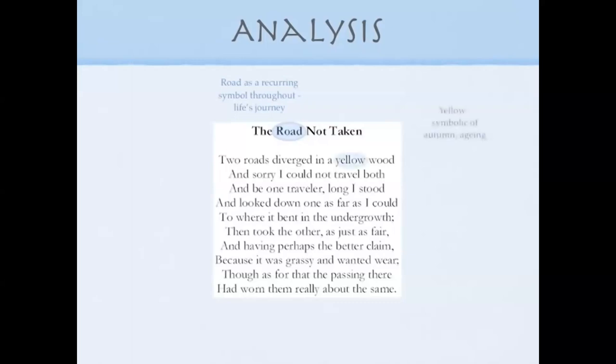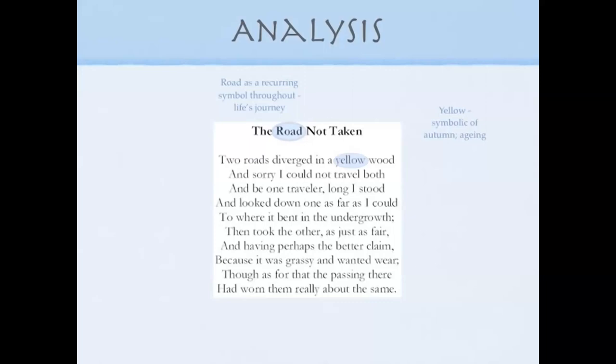The second thing, it says that two roads diverged in a yellow wood. Now, that's an important symbol. Whenever we're talking about colours, specifically in regards to nature, it can often tell us the season. So, when we're talking about really green and luscious woods, then obviously we're probably talking about spring. If we're talking about the bright sun, then we're talking about summer. If we're talking about the rain clouds or the snow, then we're talking about winter. Now, in this case, they've used the words yellow wood, and this is more symbolic of the season of autumn.